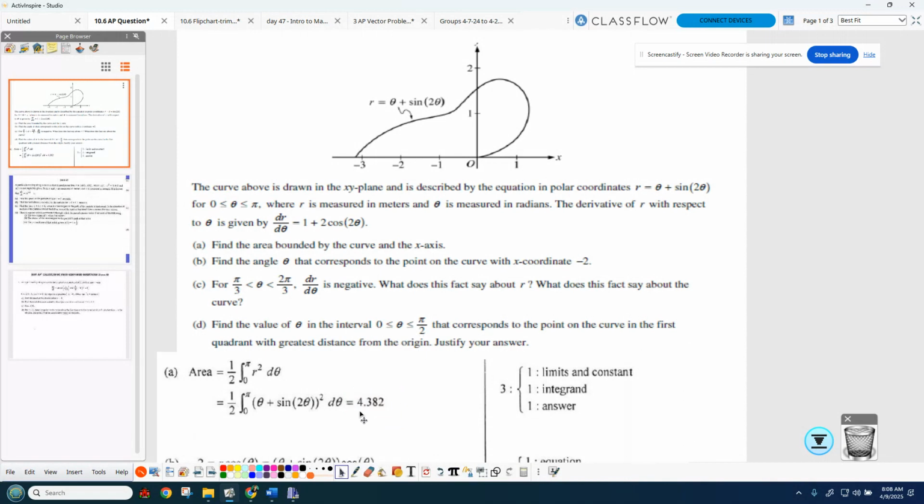Part B, find the angle that corresponds to the point on the curve with the x-coordinate -2. What the heck is it asking for? The angle that makes this, okay, I don't even have an equation for x. What is an equation for x? R cosine theta. Be careful to use the right thing. They gave you r and dr d theta, so r cosine theta.